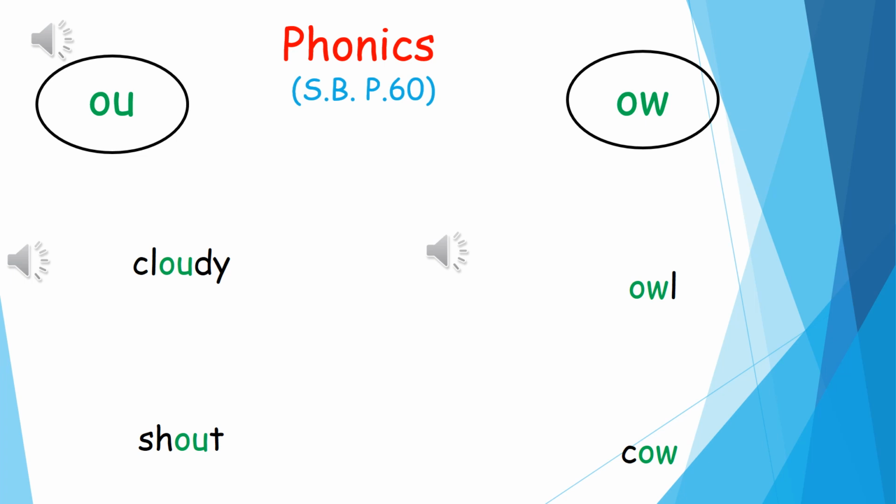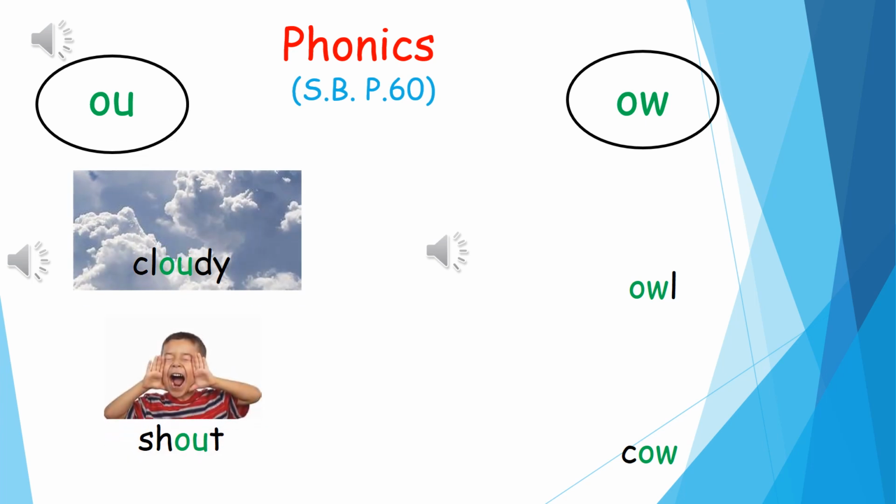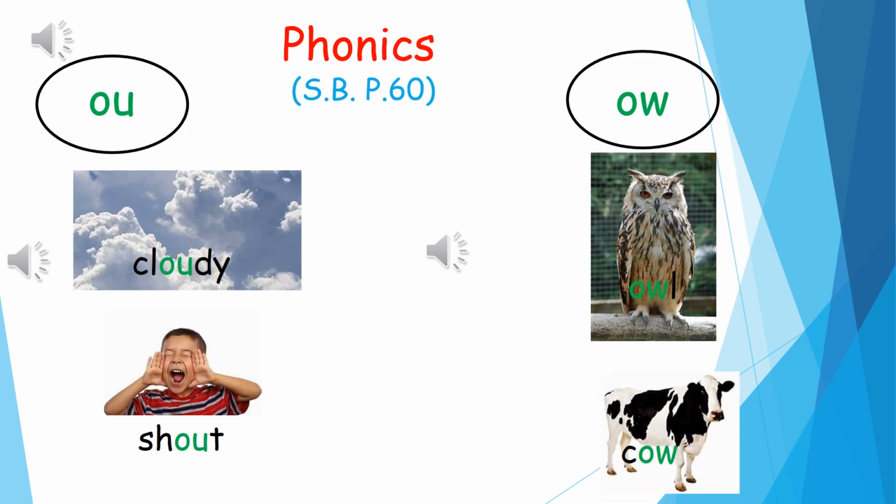Like cloudy, shout. Both of these words have OU and it sounds ow. Listen again. Cloudy, shout. And also we have owl, cow. Both of these words have OW and it sounds ow. Listen again. Owl, cow.